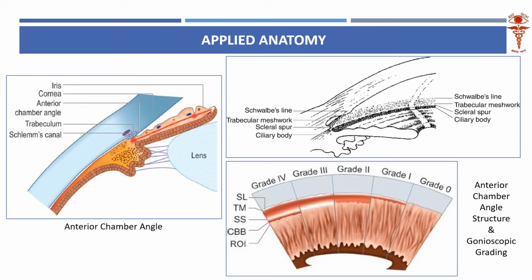So this is gonioscopy. And there is a gentleman called Schaeffer, who is credited with this classification. So you remember this as Schaeffer's classification. S-C-H-A-F-F-E-R, Schaeffer's classification of the angle structures.